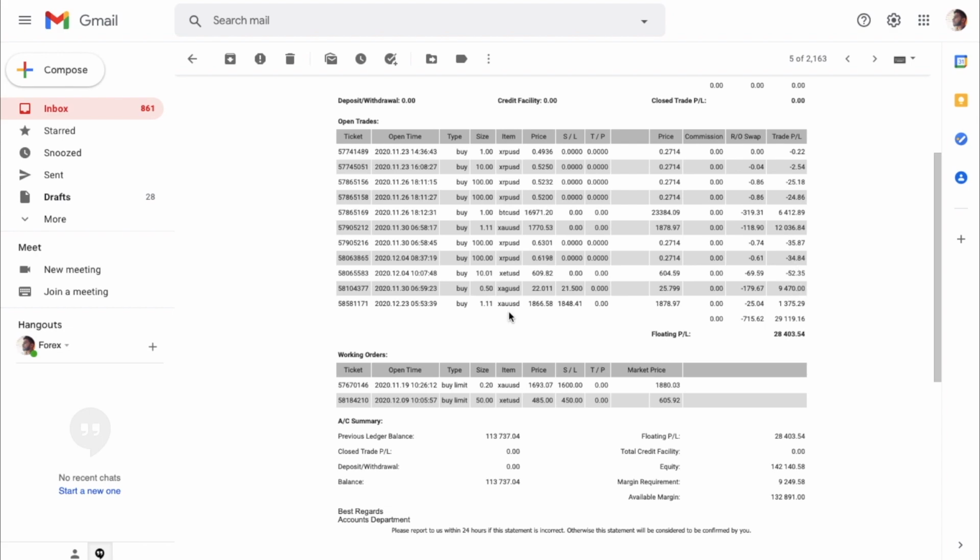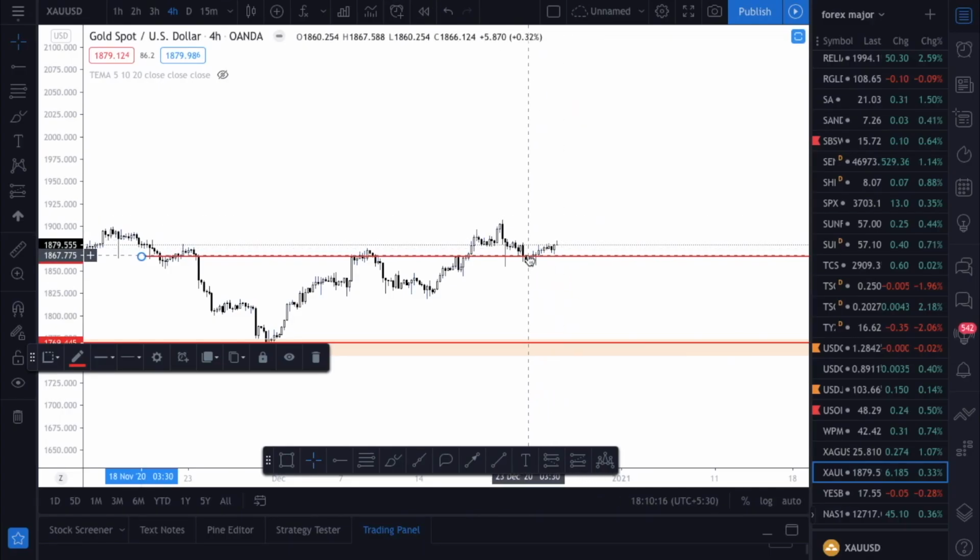Okay, so the next trade which I took was of gold. I entered a buy trade with a lot size of 1.11 and at the price of 1866.58, and in this trade I am having a floating profit of around 1375.29. So let me show you how I took this trade. So I took this trade around this level.